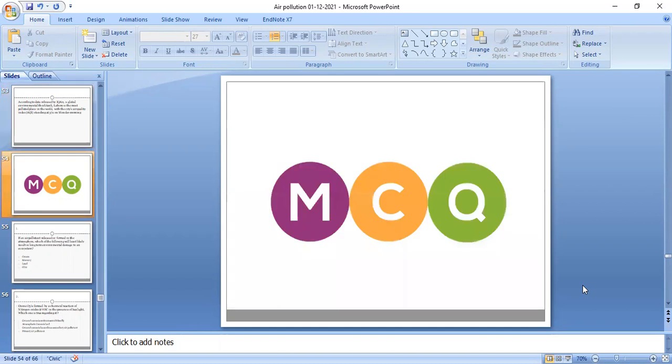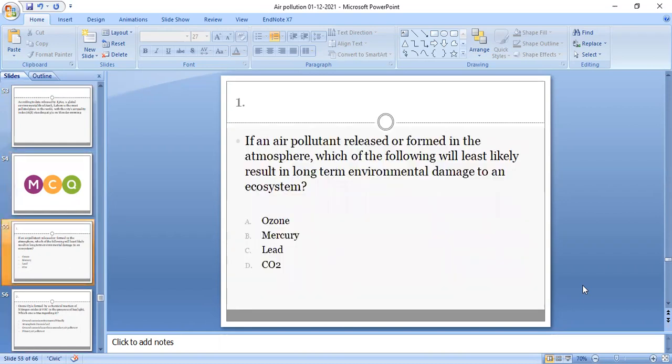Now the turn for MCQs. First MCQ is, if an air pollutant is released or formed in the atmosphere, which of the following will least likely result in long-term environmental damage to an ecosystem, whether it is ozone, mercury, lead, or carbon dioxide?